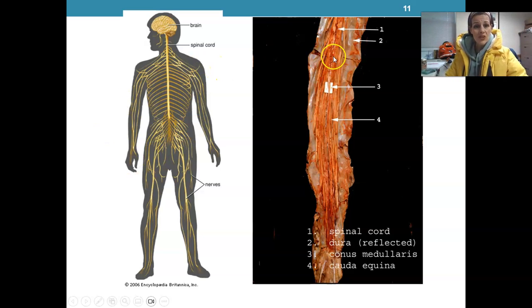Here, you can actually see the spinal cord kind of looks a little bit like some horrifying spaghetti. And then we have our different meninges. In particular, here is our dura. You can see it all kind of wrapped up there.